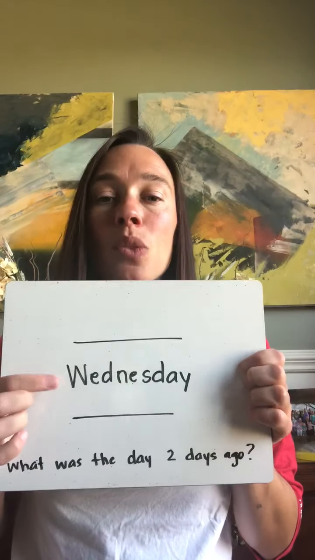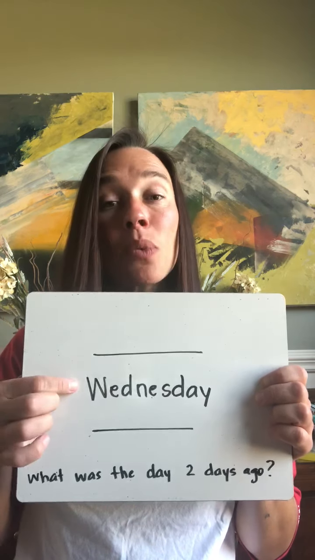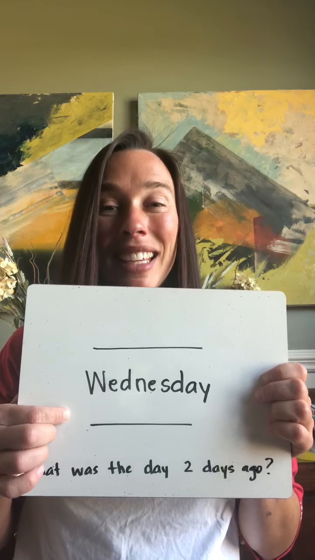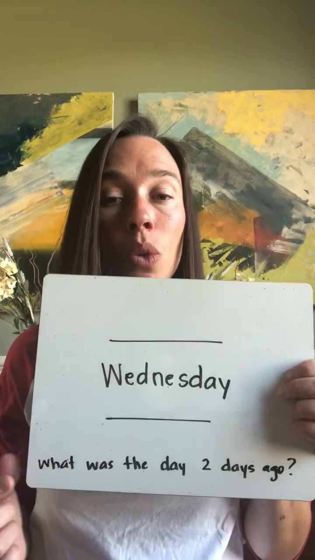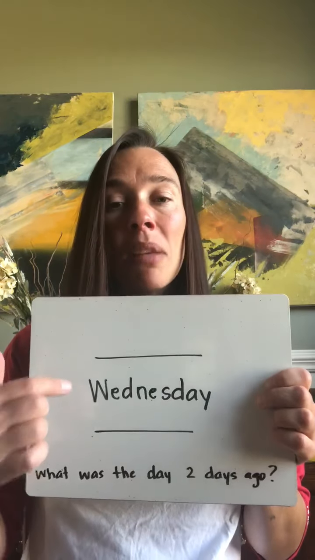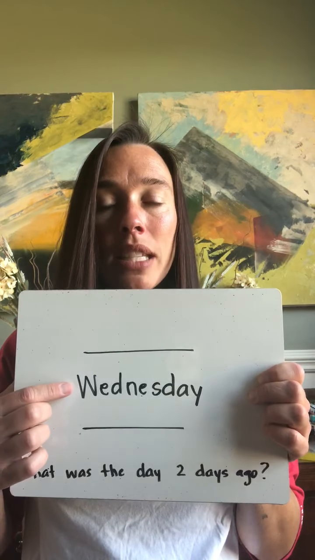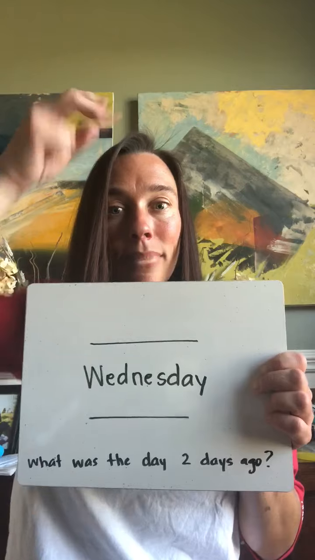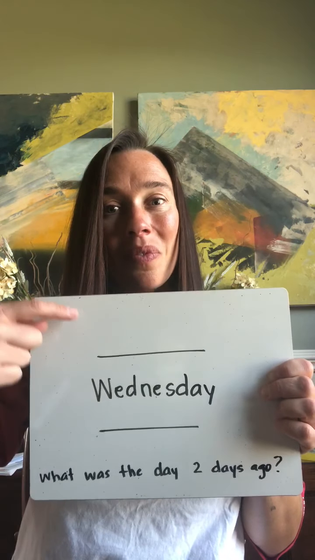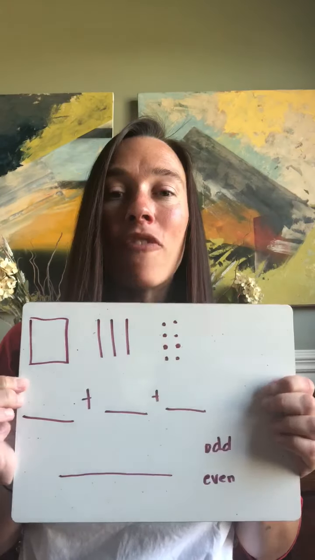Okay, now let's take a look. We said today is Wednesday. So if today is Wednesday, what was yesterday? And if today is Wednesday, what will tomorrow be? Good job. Now, I want you to think. Listen to the words in this question. What was the day 2 days ago? Not date, but the day of the week. What was the day 2 days ago? So we're on Wednesday. We need to count 2 days. Monday. Good job.